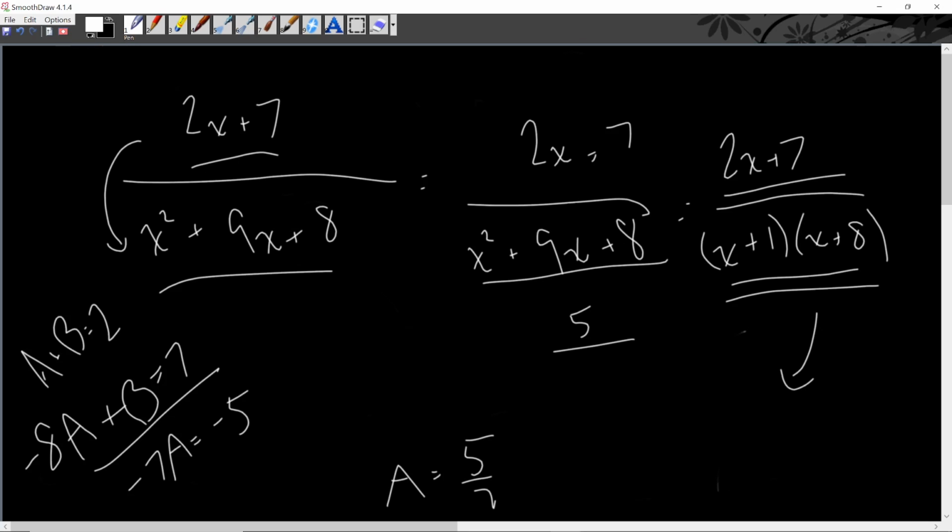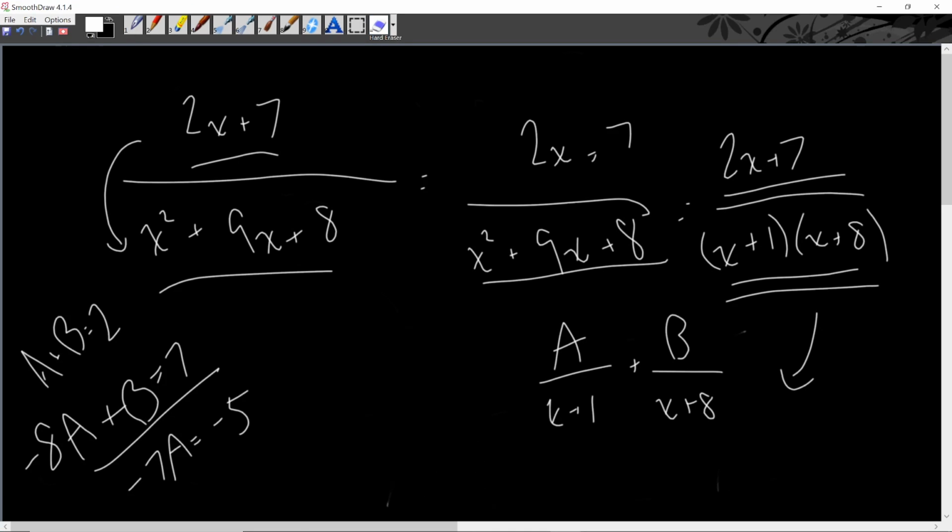So we had a, b over x plus 1, and then b over x plus 8. And it's very important that you know which one is which. I just have been erasing and rewriting my work, so it's a little bit more troublesome to remember.